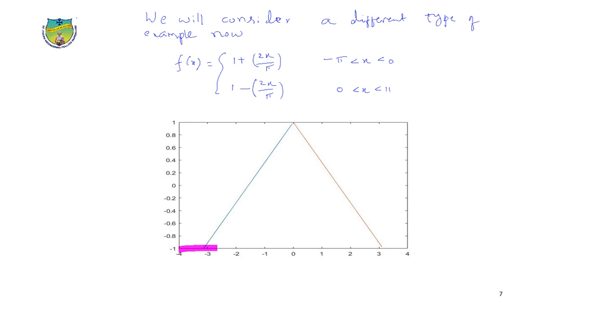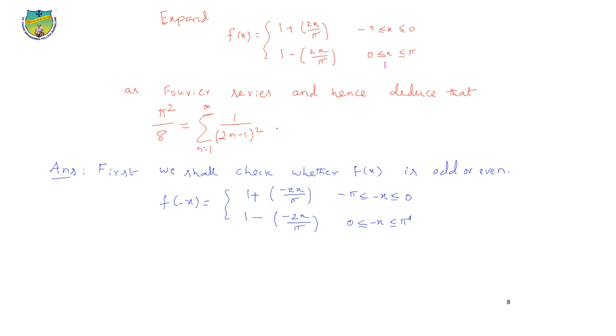So we shall move on. We will expand this function, that is 1 plus 2x by pi and 1 minus 2x by pi, and we will deduce that pi square by 8 equal to summation of 1 by (2n minus 1) whole square. First we shall check whether the function is odd or even. How do we do that? We replace x by minus x. In the function we replace x by minus x.